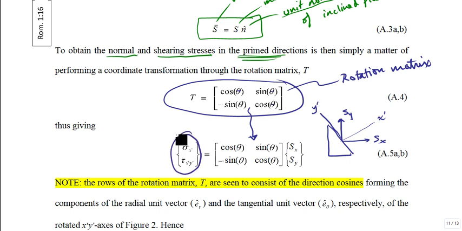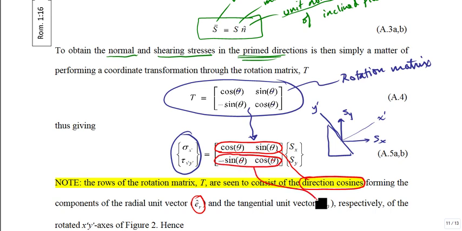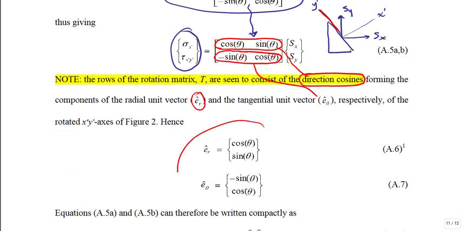It's very important that you understand that the rows of this matrix happen to be the direction cosines. So here is a direction cosine for, let's say, the radial component, and here are the direction cosines for the tangential direction, which is going along the y prime, which is associated with the shear, of course. So we have shearing going in the y prime direction, and we have a normal stress going along this x prime direction. And here they are written out fully. Now, sometimes I may write this as the transpose, in which case I go from being a column vector into a row vector.